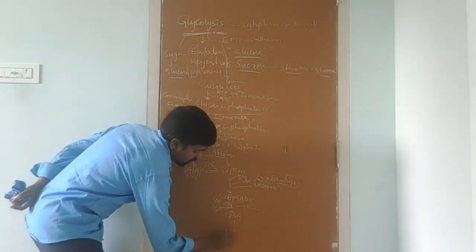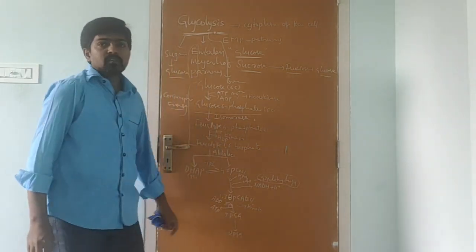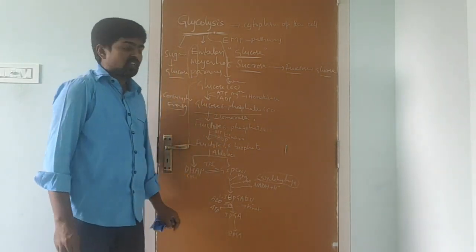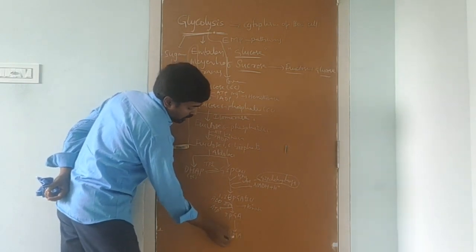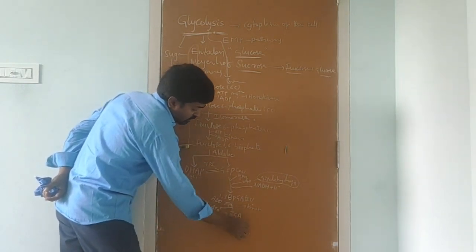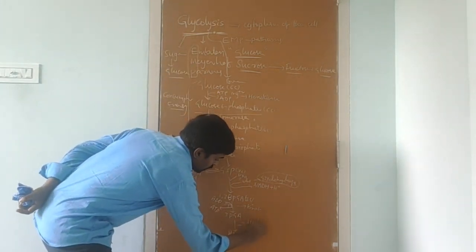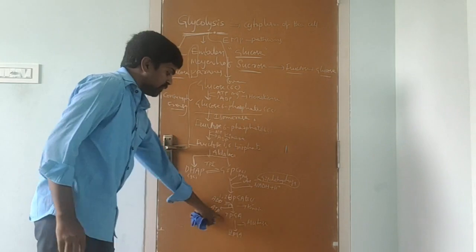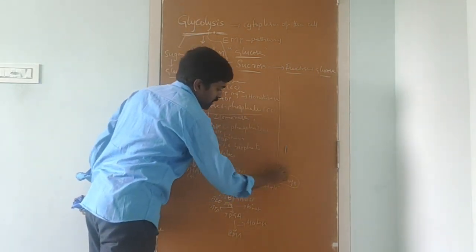Now 3-phosphoglyceric acid turns into 2-phosphoglyceric acid. Only the position of the phosphate changes. The remaining chemical structure is similar. Here the enzyme involved is mutase. In the presence of mutase, 3-phosphoglyceric acid is converted to 2-phosphoglyceric acid.